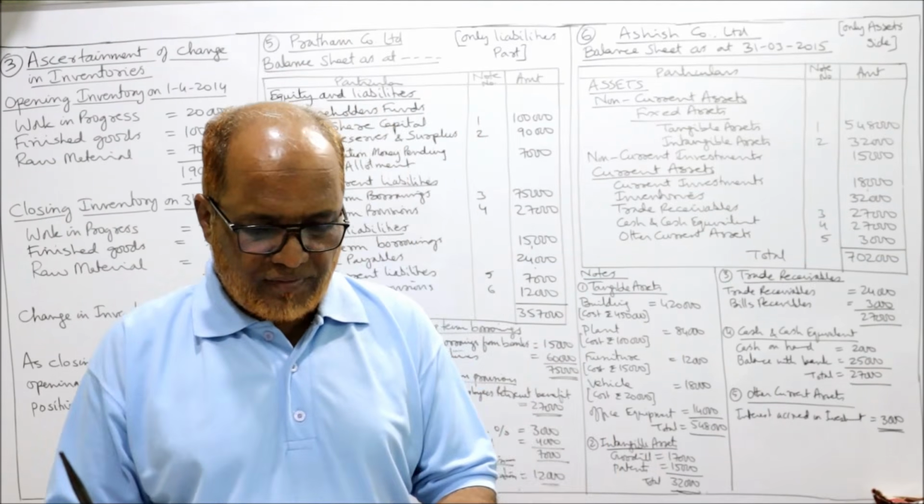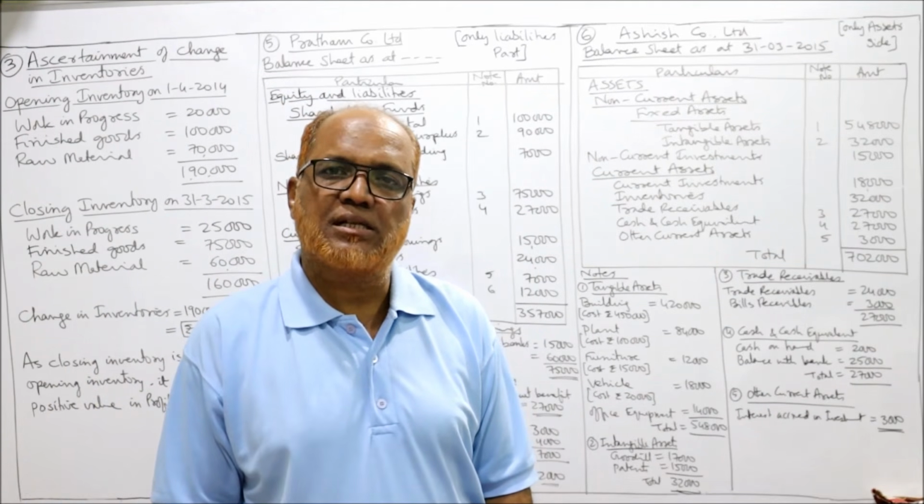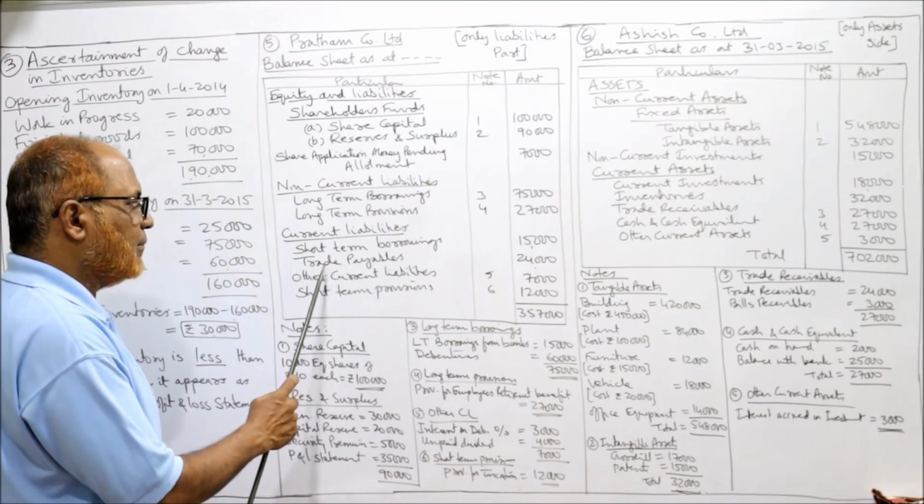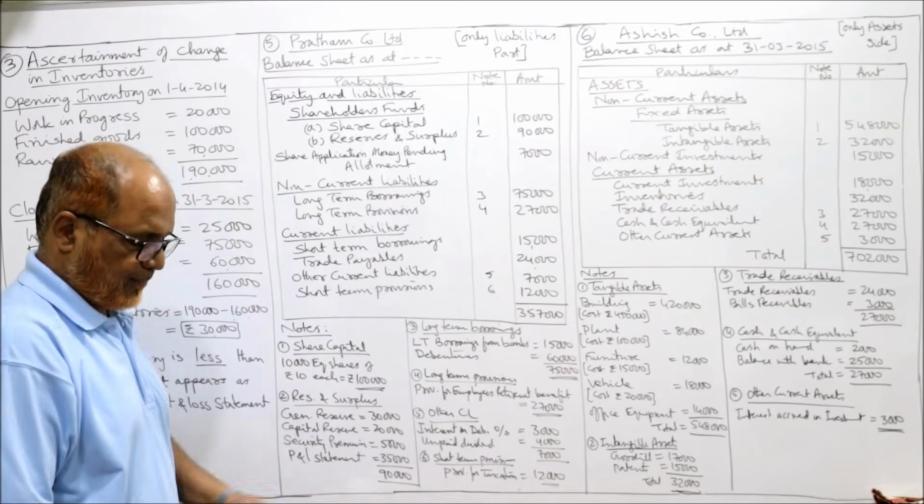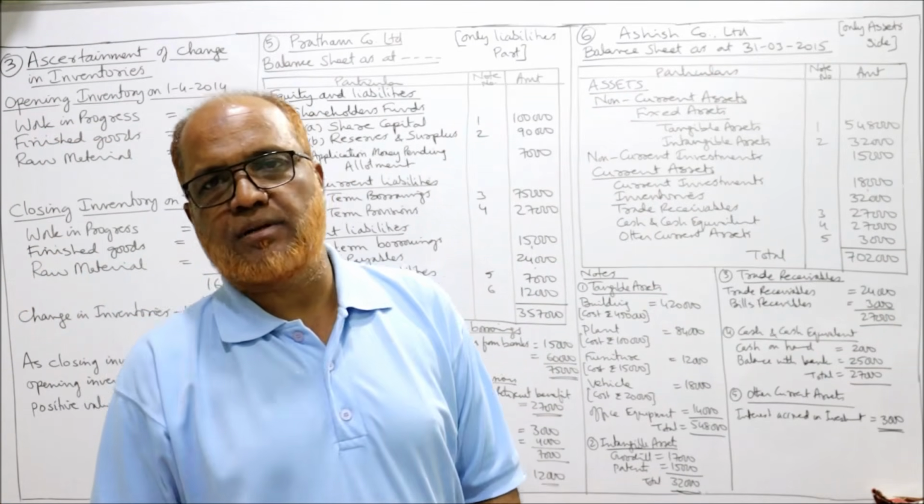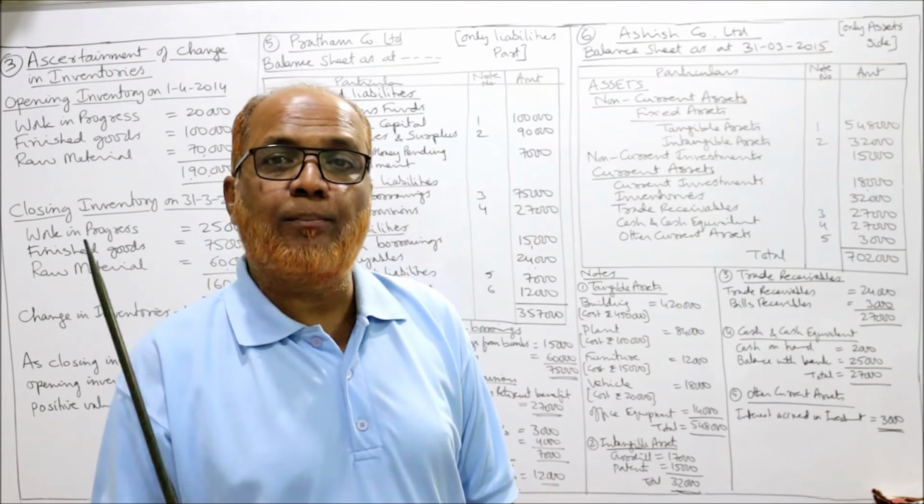So general reserve, we have taken. Trade payable is nothing but creditors, current liability. So trade payable we have to take under current liability. Trade payable 24,000. Then we have provision for employees retirement benefit. There is a provision for retirement benefit to the employees.